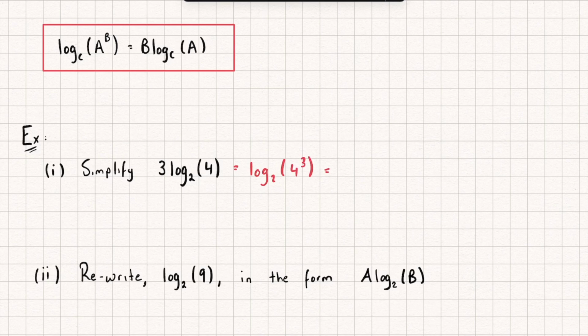Now 4 cubed is just 64, so I've got log base 2 of 64. And we could say, well, 2 to what power gives me an answer of 64? And that's just going to be 6. So we've simplified that logarithm.